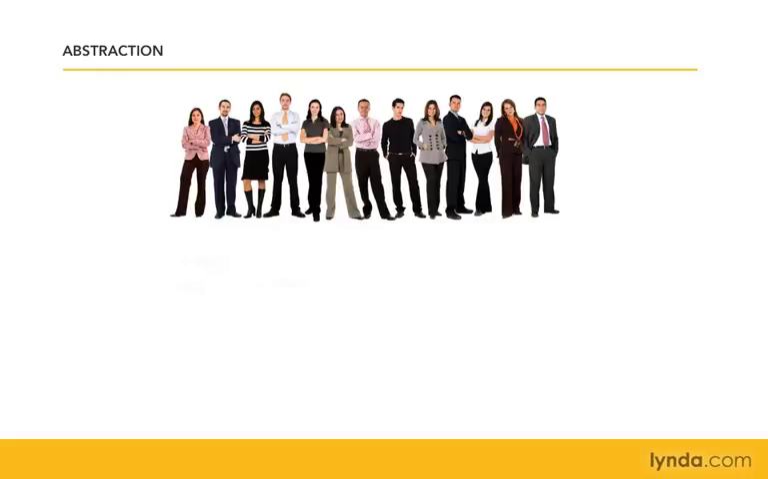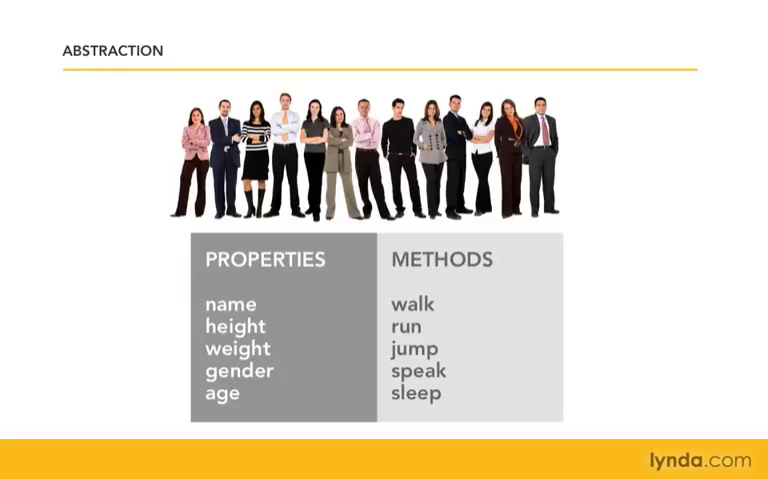Abstraction is the idea of reducing details to focus on core concepts. It's what allows us to think about all sorts of different individual specific people and then abstract those details out to properties and methods. The person class has name, height, weight, gender, age, and they have behavior, the methods that they can do.